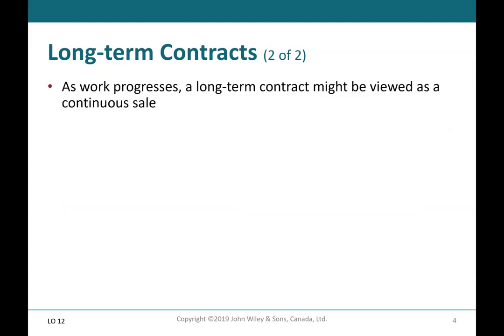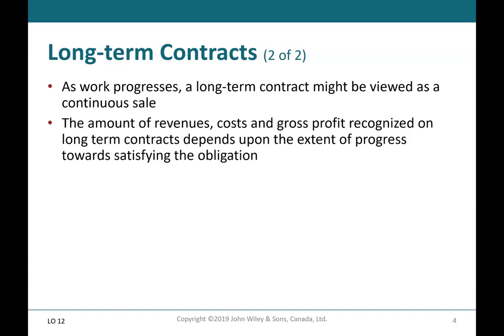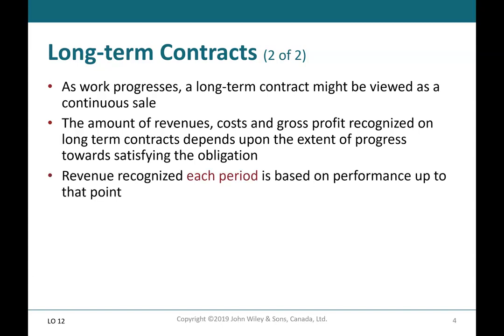Long-term contracts, 2 of 2. As work progresses, a long-term contract might be viewed as a continuous sale. The amount of revenues, costs, and gross profit recognized on long-term contracts depends upon the extent of progress towards satisfying the obligation. Revenue recognized each period is based on performance up to that point.